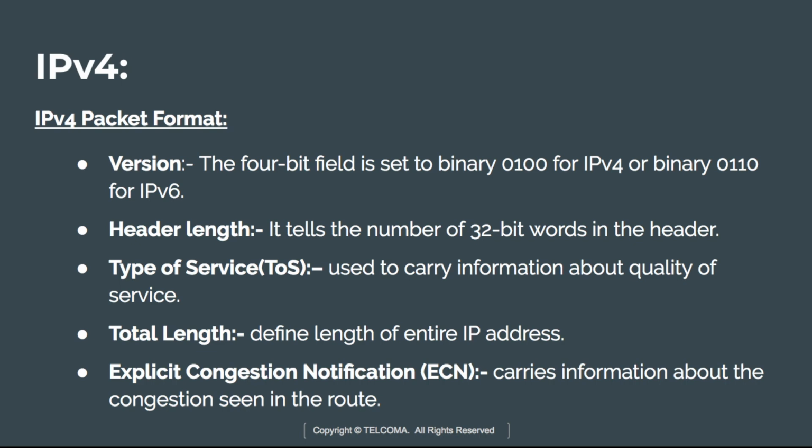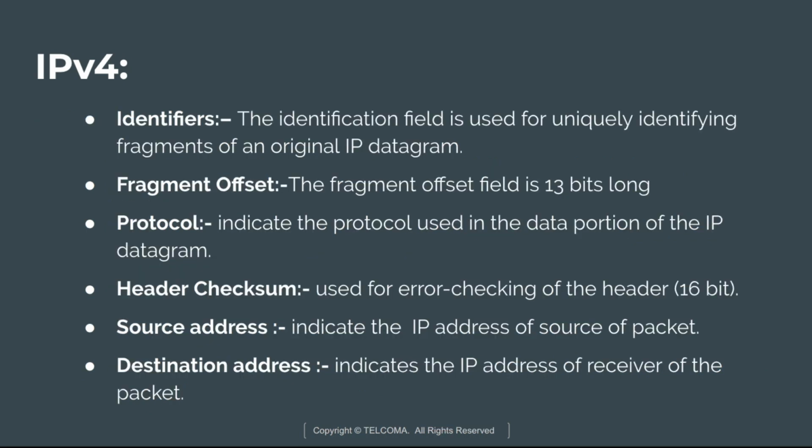So here this ECN carries the information about the congestion seen in the route. It is 1 bit long, and it allows end-to-end notification of network congestion without dropping packets. After that, the next part is the identifiers.